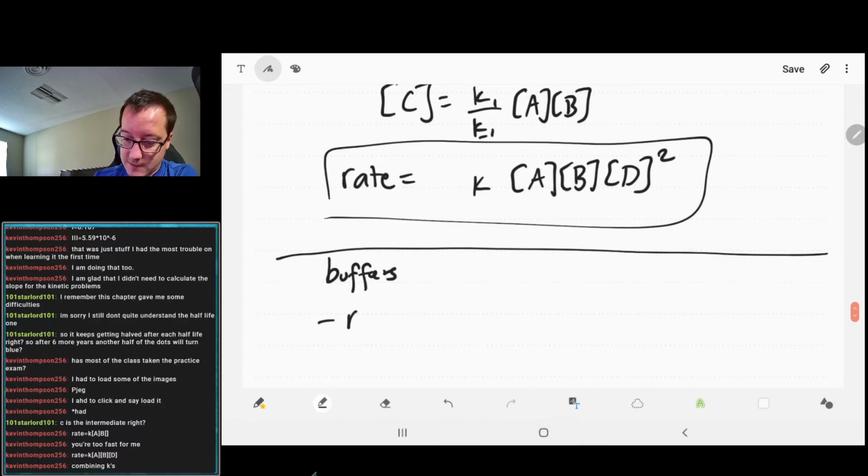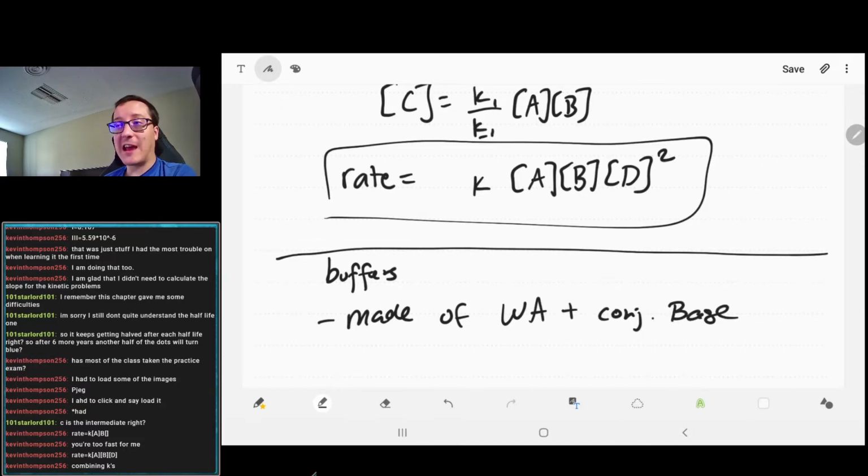First things first, they have to be made of a weak acid and its conjugate base. So no other option there. It has to be one weak acid and its conjugate base. Acetic acid and acetate. Formic acid and formate. Benzoic acid and benzoate. Oxalic acid, oxalate. You need some sort of weak acid and its conjugate base to make a buffer.